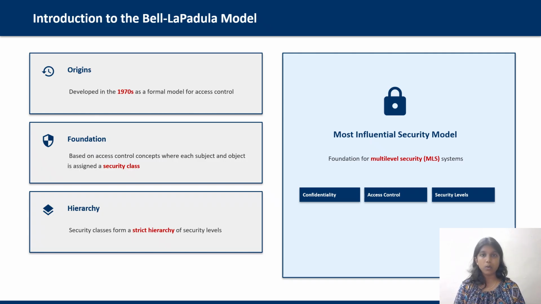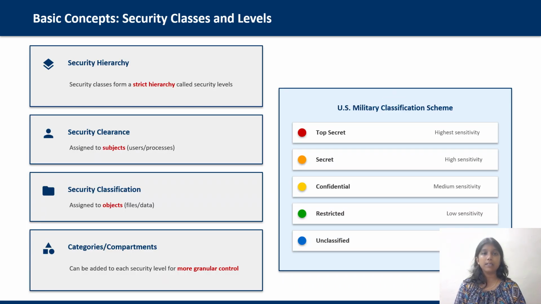So what's the main goal here? Stop unauthorized information leaks. It is the most influential model for multi-level security systems, focused only on confidentiality, access control, and security levels. So the next one is the basic concepts: security classes and levels.